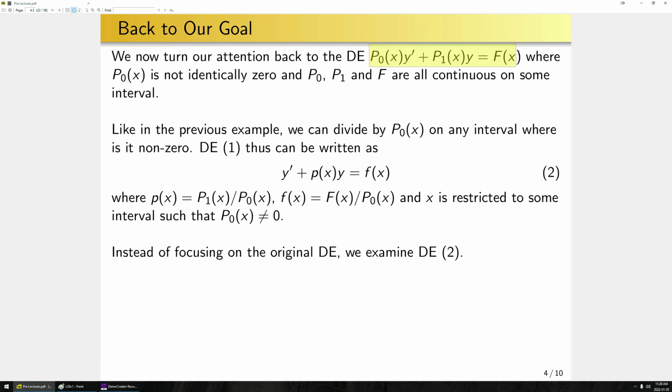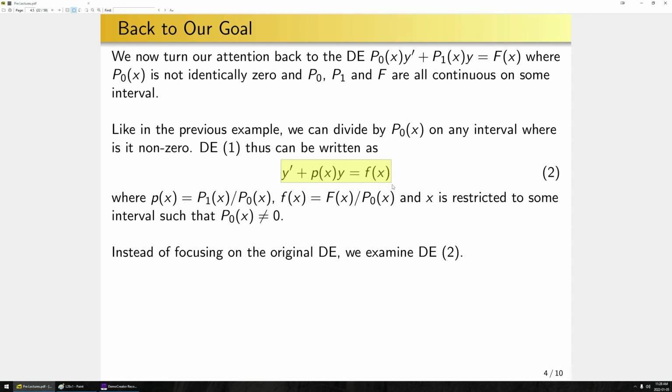at least on the surface, it turns out that finding solutions for all equations of this form for arbitrary functions p of x and f of x is still quite an intensive process, and it can be difficult to do just from scratch. So instead, we're going to first focus on the case where f of x is equal to 0. Explicitly, we're going to focus on the homogeneous version of this equation.